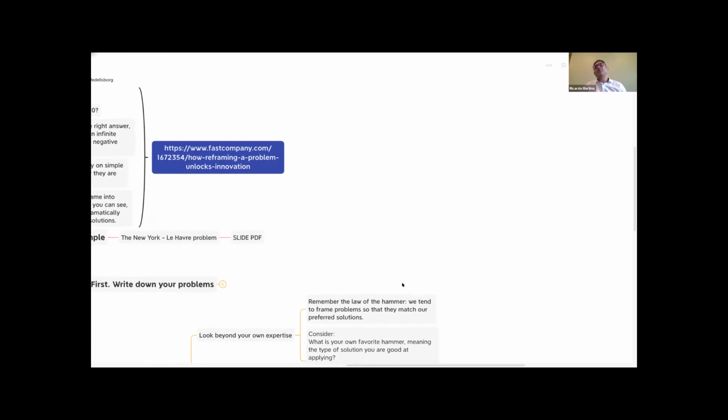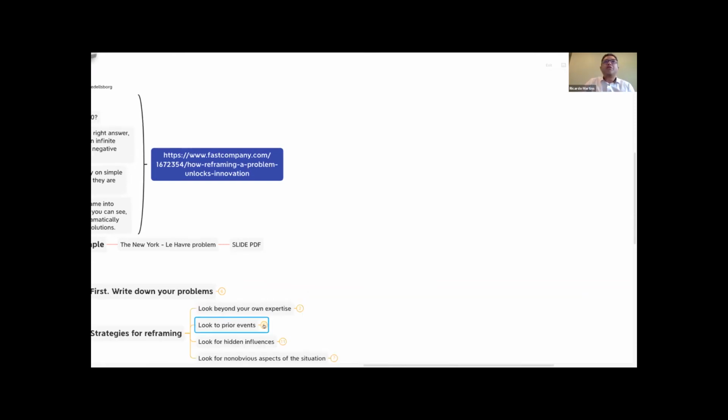So let's remember this very interesting question. What is your own favorite hammer? Meaning the type of solution you are good at applying. So probably if you come from UX, you are trying to solve everything with UX design. If you come from service design, you try to solve everything in the world using service design. So it can be a trap.